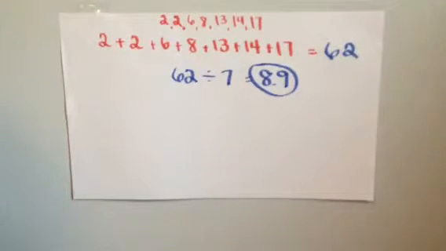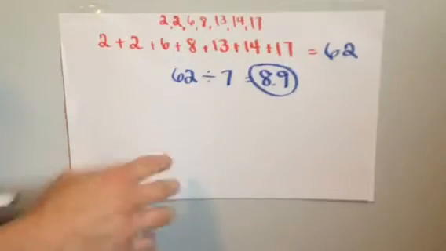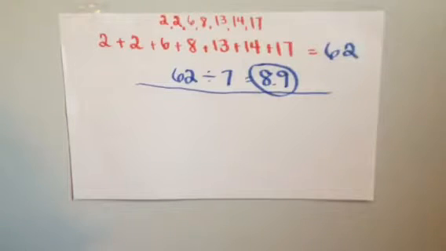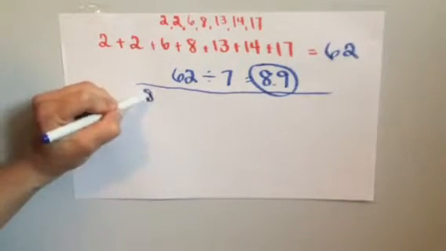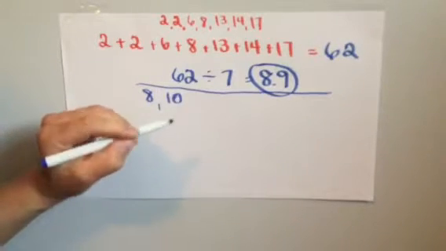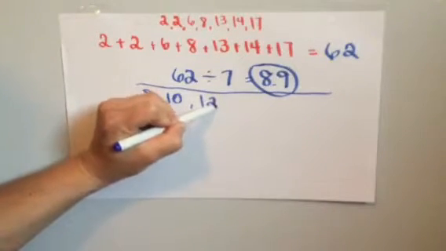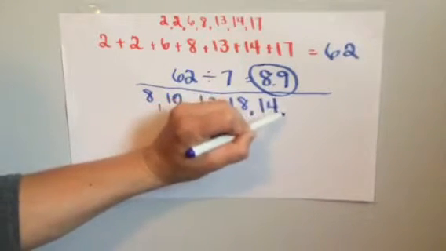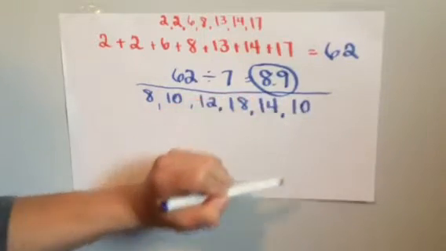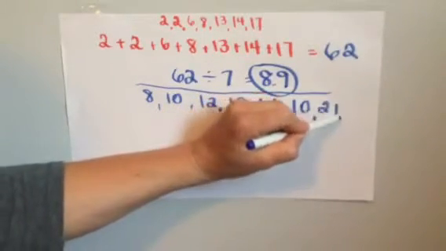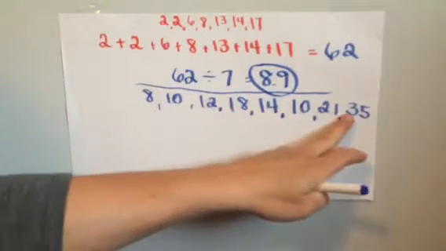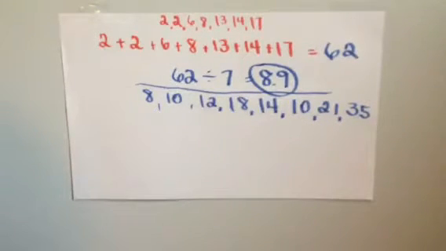So now let's do a little bit of practice. If I give you the list of numbers 8, 10, 12, 18, 14, 10, 21, and 35, all we need to do is add these numbers together and then divide by the number of elements.